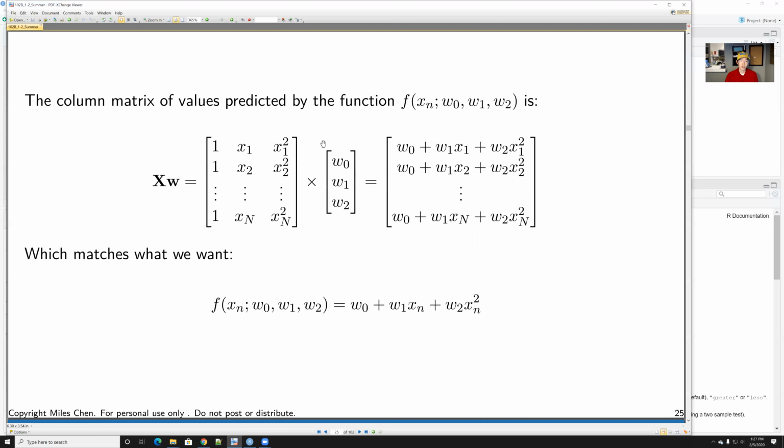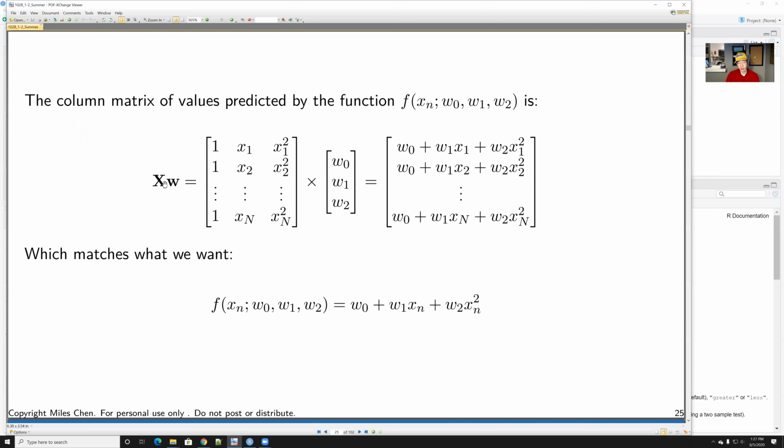Okay, and so the matrix of predicted values, we can take our entire matrix X and multiply it by our column vector, or column matrix, W. Indeed, all of the predicted values are XW. So I do X times W, and this is what the model would predict for each of these: W0 plus W1 X1 plus W2 times X squared. That matches exactly what we want.